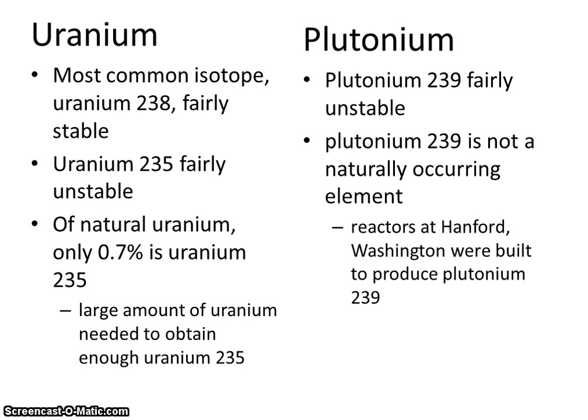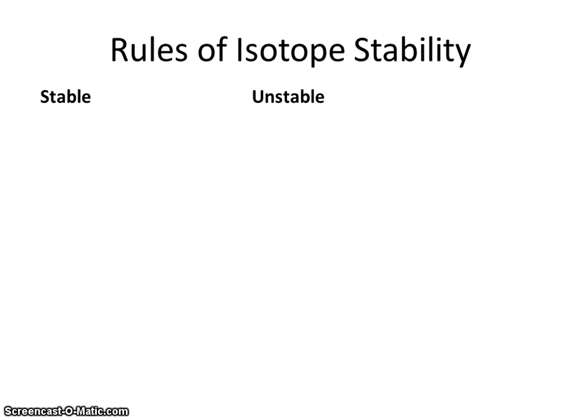239 doesn't occur naturally at all in the environment. You can't mine plutonium-239 anywhere. It has to be created in the lab. And Hanford, Washington, which is along the Columbia River, is actually one place where plutonium-239 has been created. All right, so let's check it out and figure out what makes something stable or unstable.